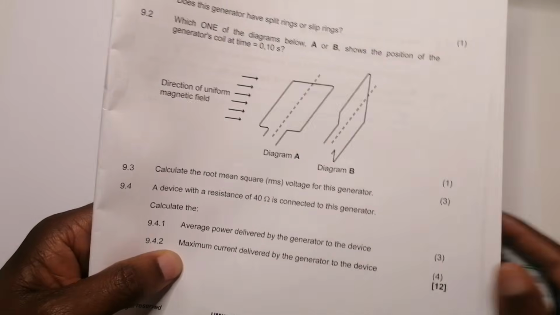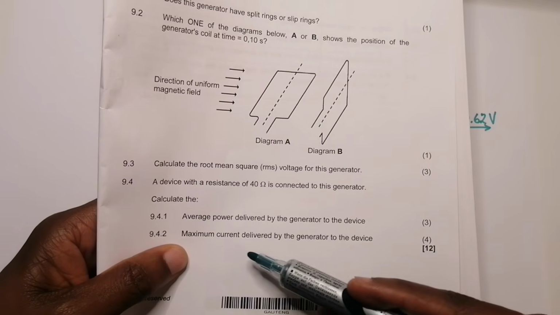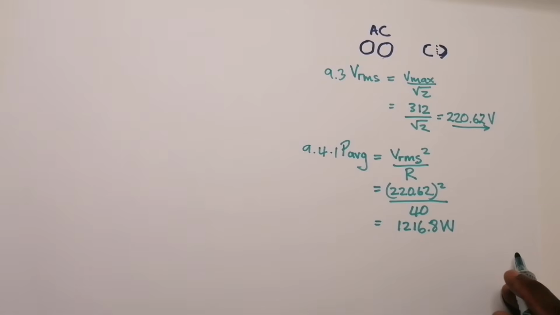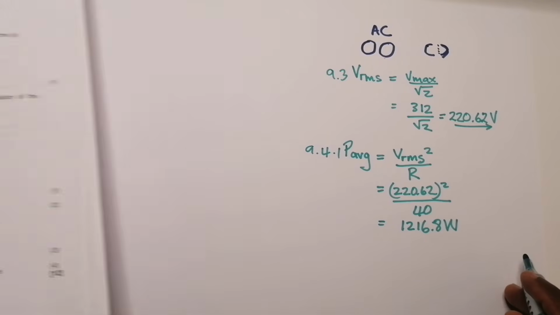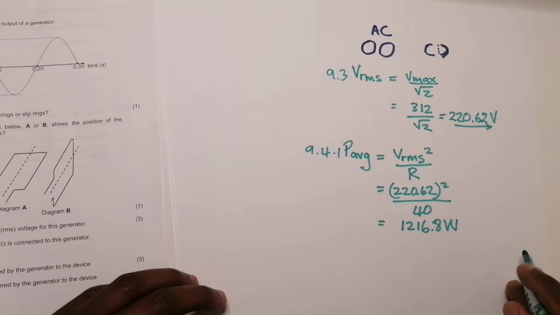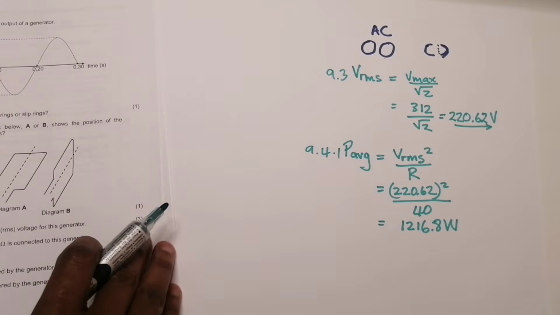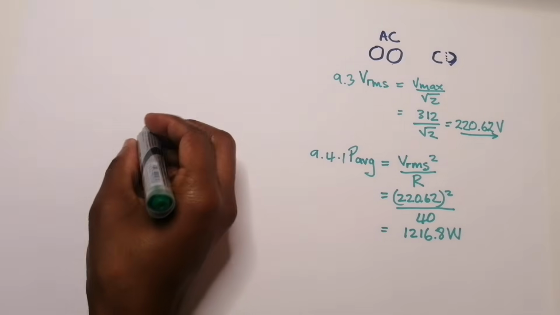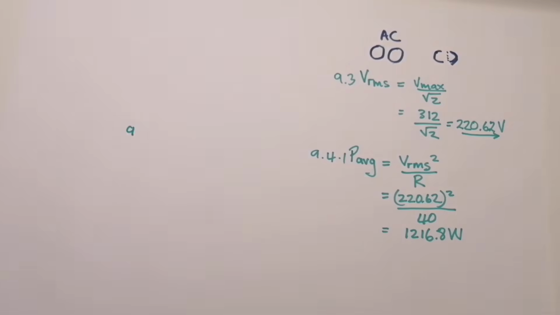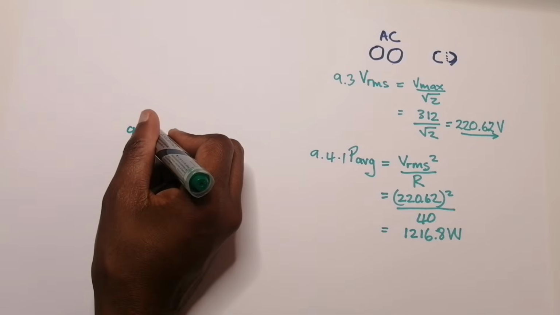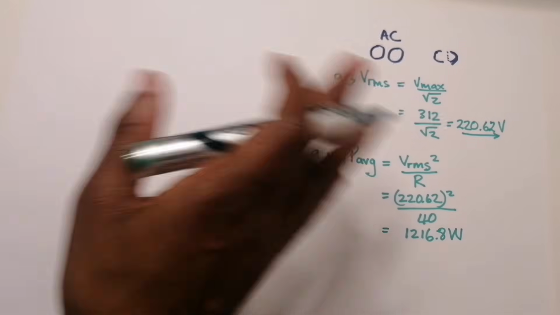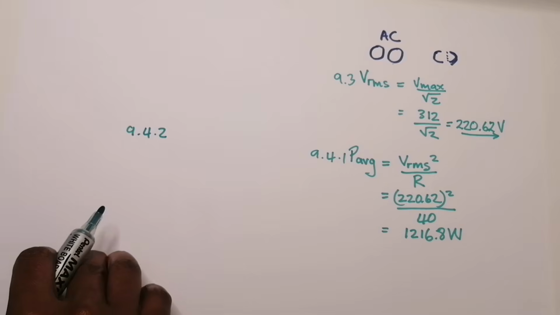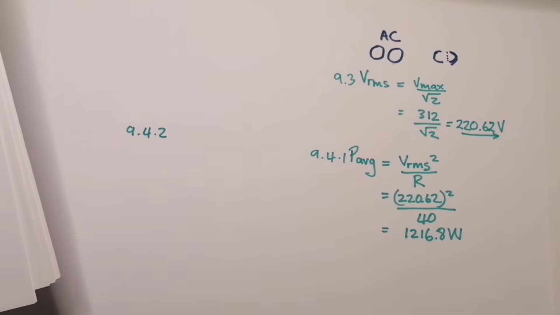Right, and then they say to me, calculate the maximum current delivered by this generator to the device. So what do they want us to find out? They want us to find out the maximum current. Sorry, I'm just going to write in an illogical way there. It would have been better to write from left to right. It's much easier that way. Okay, 9.4.2, but I hope you'll understand nonetheless. They said they want the maximum current that is delivered.